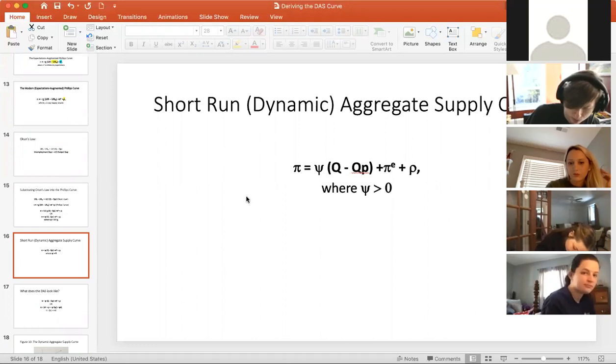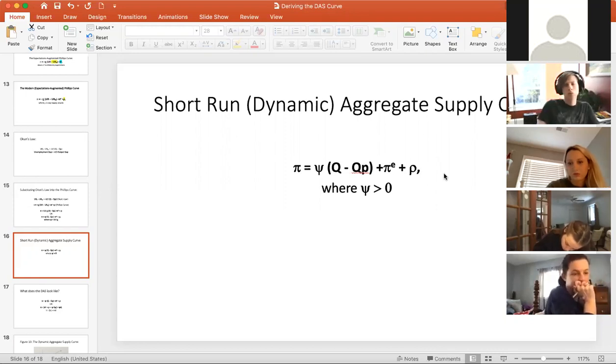This equation is the same equation, by the way, that was on the previous page. I just put it on its own page here. So again, let's think about what this says. This says inflation depends on the output gap, inflationary expectations, and any supply shock.